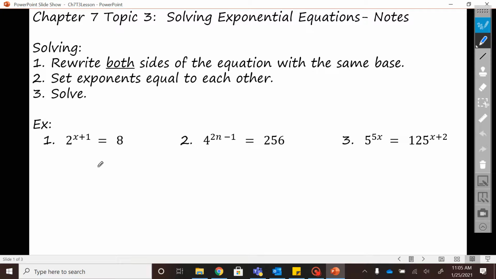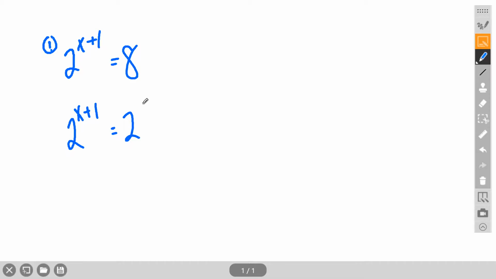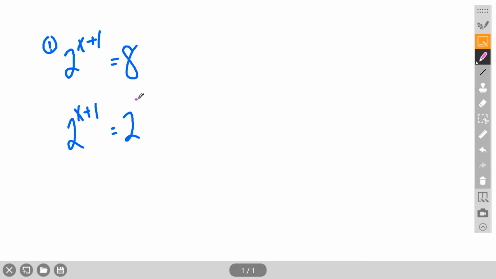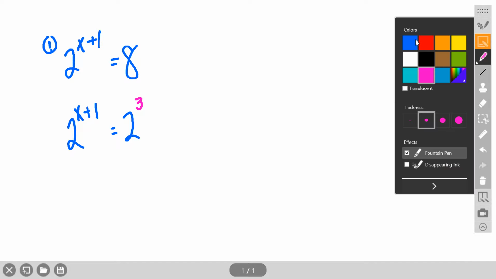Alright, so when we look at number 1, and we see 2 to the x plus 8 equals 1, or wait, I think I said that backwards. 2 to the x plus 1 equals 8, we see that the left side has a base of 2. So that means that the right side is also going to need to have a base of 2. So I need to write this as some exponent of 2. And we know that we can rewrite 8 as 2 to the third power, because 2 cubed is equal to 8.